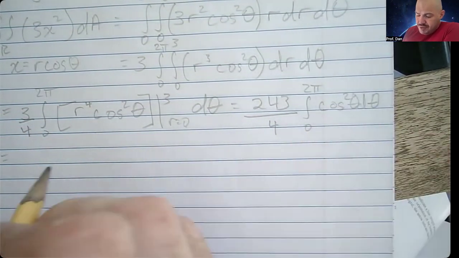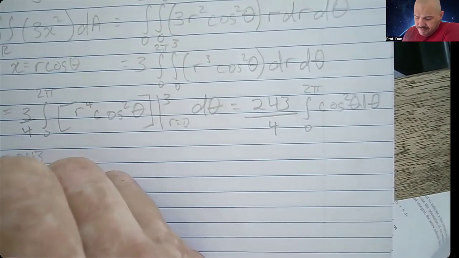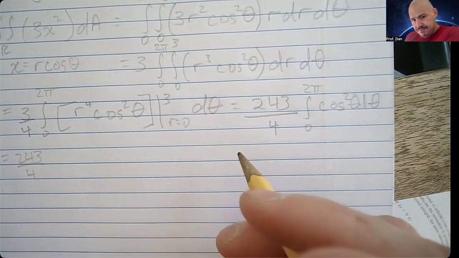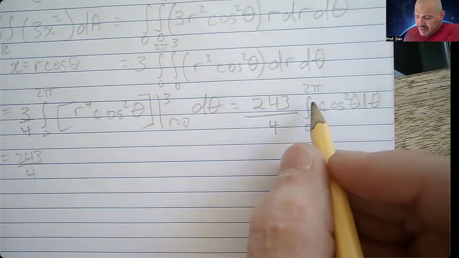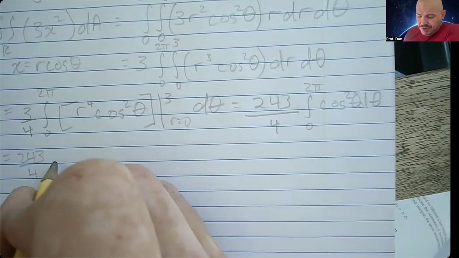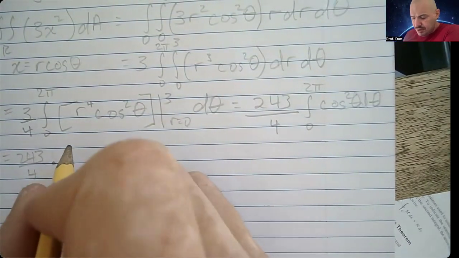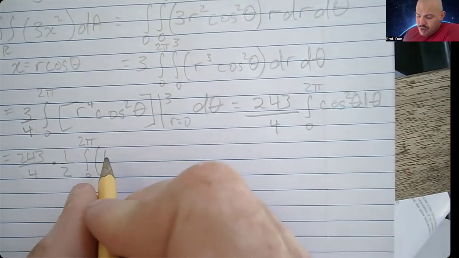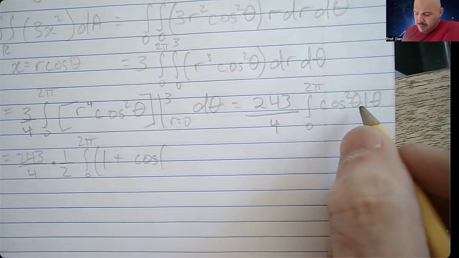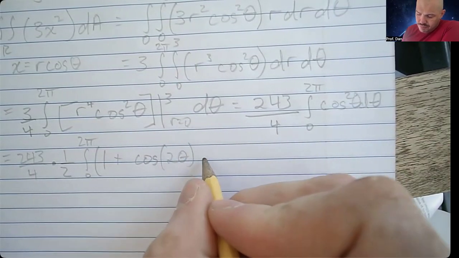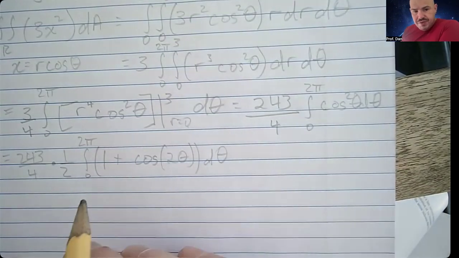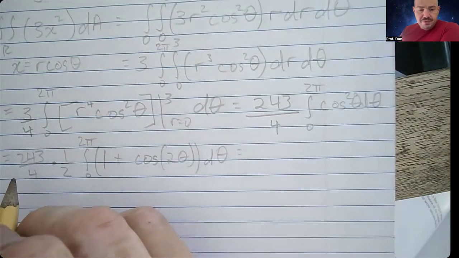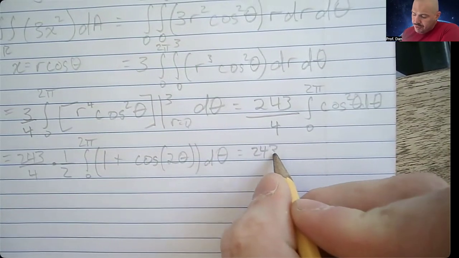So remember, cosine squared theta can be written as 1/2 times 1 plus cosine of double theta. So the 1/2 I can bring out front, multiply it by the coefficient I already have there. And my integrand will now just be 1 plus cosine of double this angle, which is very doable. So at this point, if I multiply these coefficients together, I get 243 over 8.